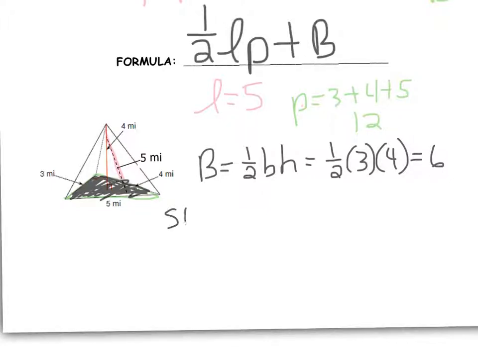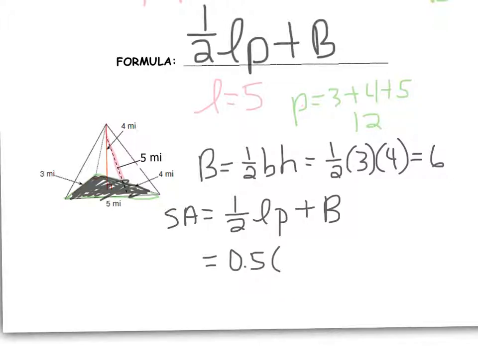Now we have all three numbers to be able to plug into the formula. So the surface area formula is 1/2 the slant height times the perimeter of the triangle plus the area of the triangle base. So we're going to change that to 0.5. Our slant height is 5. Our perimeter is 12. And our area is 6. We'll multiply. And when we do, we get 30.